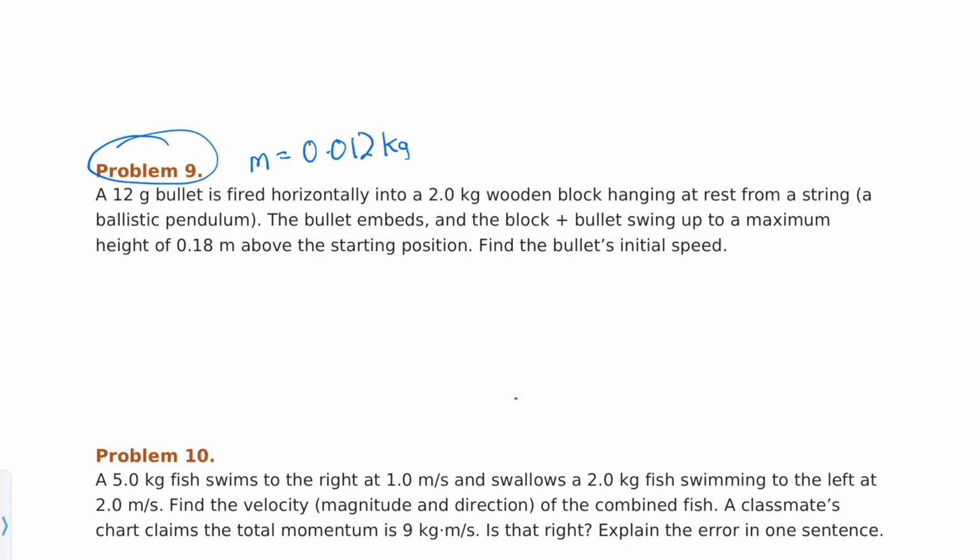It's fired horizontally into a 2 kg wooden block, hanging at rest from a string. Or in other words, a ballistic pendulum. Okay? The bullet embeds and the block plus bullet swing up to a maximum height of 0.18 meters above the starting position. So it looks like this. We have a block, the bullet comes into here. This is the before picture, okay? Afterwards, the momentum causes the block to go upward with the bullet embedded inside it.